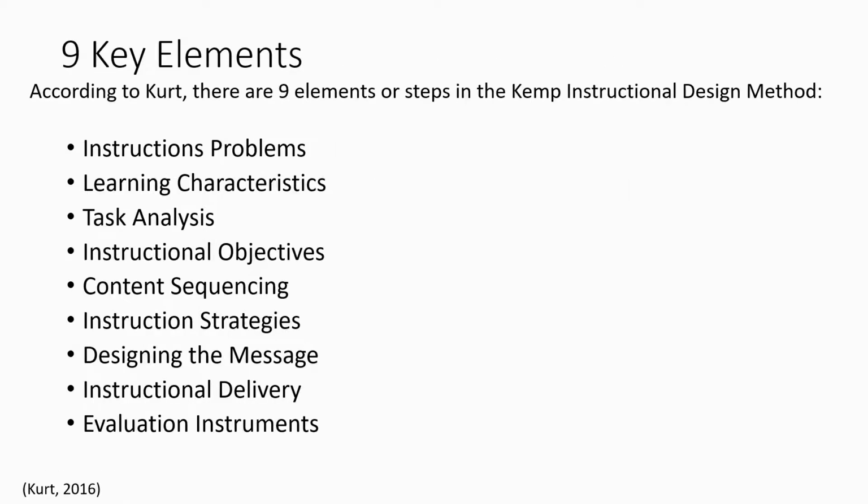According to Kemp, there are 9 key steps, elements, or sometimes they're referred to as phases, and they're all listed here. The one thing that makes his model unique and different is that you do not start at the top and work your way down. It's not a linear process. These 9 steps are actually not interrelated directly with each other. So you could actually begin from any of the steps.